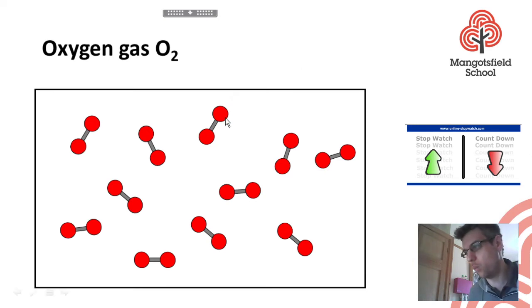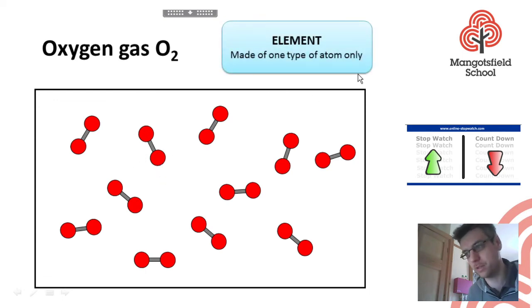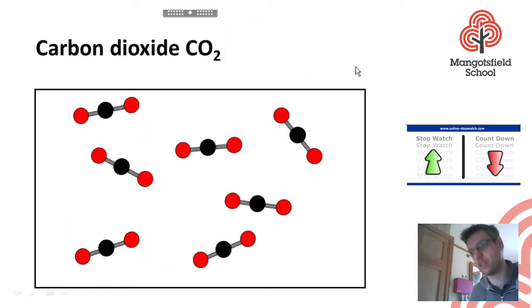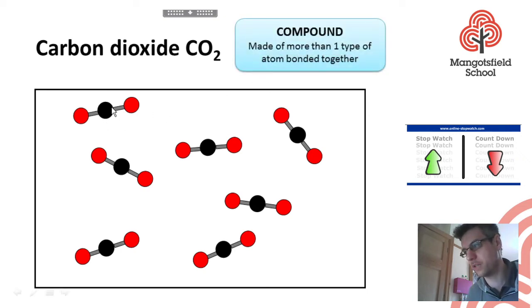And it's got one type of atom only, so it is an element. Right, let's see, what's the next one coming up? Carbon dioxide, element or compound? It is a compound, more than one type of atom bonded together. It's got carbon, it's got oxygen. More than one type of atom bonded together is a compound.